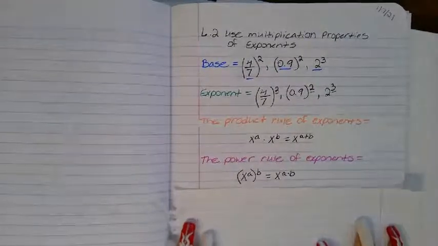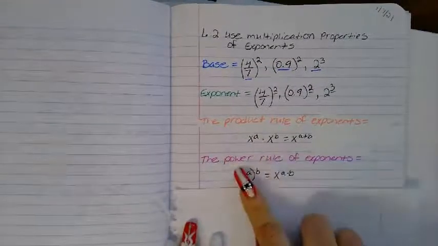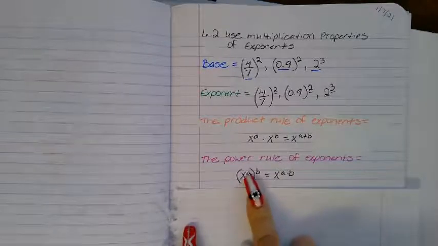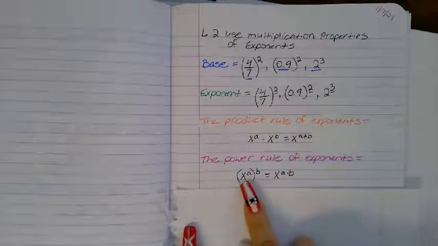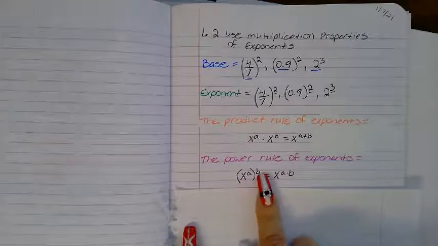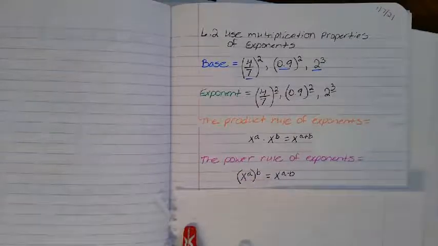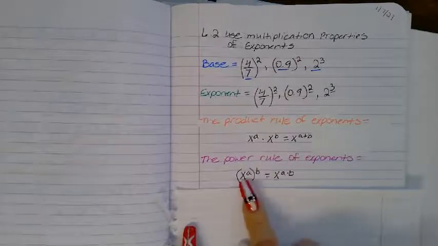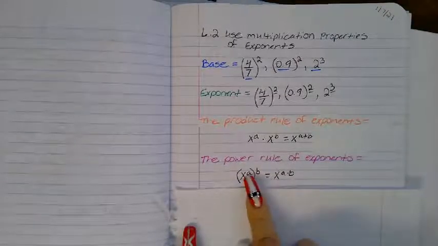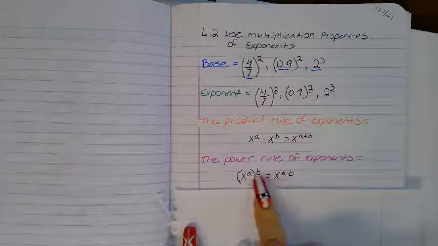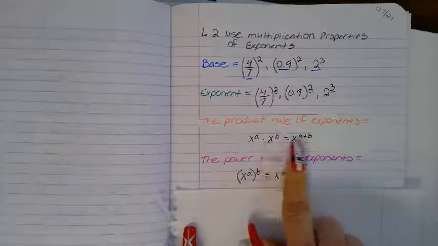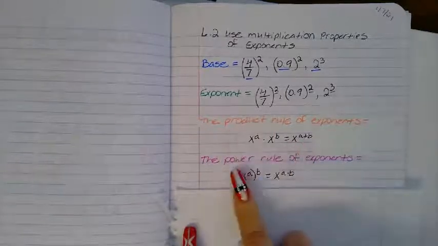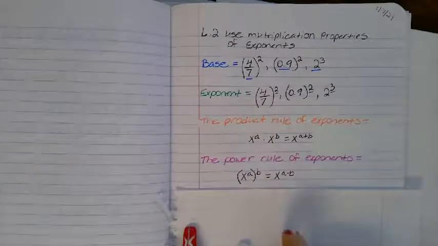The power rule of exponents. So that was the product rule. This is the power rule. Okay. So if we have something like x^a raised to this exponent b, right? So whatever it would be, a number of some sort. When you have something that looks like this, you're going to keep your base the same, and then you're going to multiply the a and the b, the exponents. So product rule, which is funny, it's kind of reverse if you think about it. The product rule you're going to add, the power rule you're going to multiply.